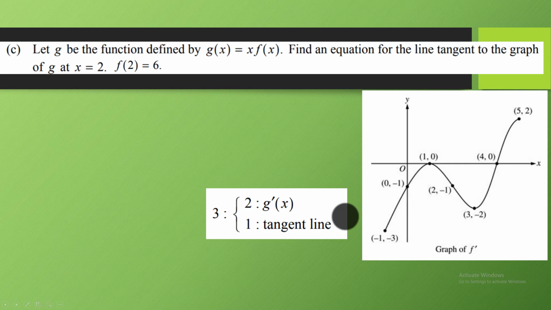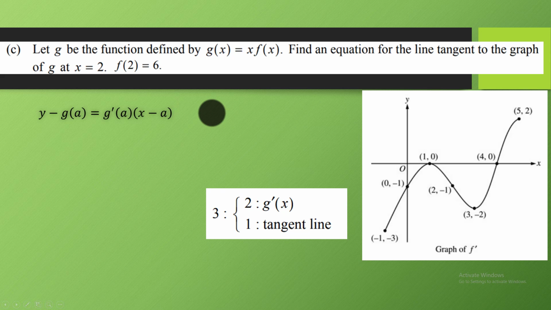Finally, part C. Oops, forgot to put that away. But anyway, let g be the function defined by g of x is equal to x times f of x. Find an equation for the line tangent to the graph of g at x equals 2. And this is just a reminder that f of 2 equals 6. That was in the very first part of the problem.